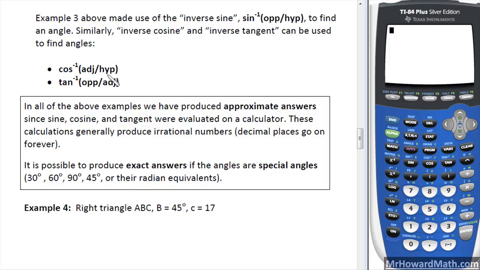And you just need to know that depending on the side lengths, the sides that you have and the angle you want will determine which trig function is most appropriate. In all of the previous examples, we produced approximate answers, but we can often get exact answers when we have special triangles with 30, 60, 90, and 45 degree angles, or their radian equivalents. And if you recall in the previous unit, we worked with our special 30, 60, 90, and 45, 45, 90 special right triangles, and we were able to get the ratios, and we're actually going to apply that now.